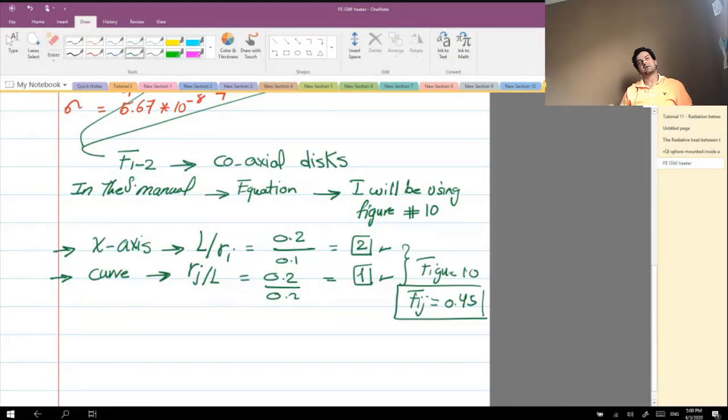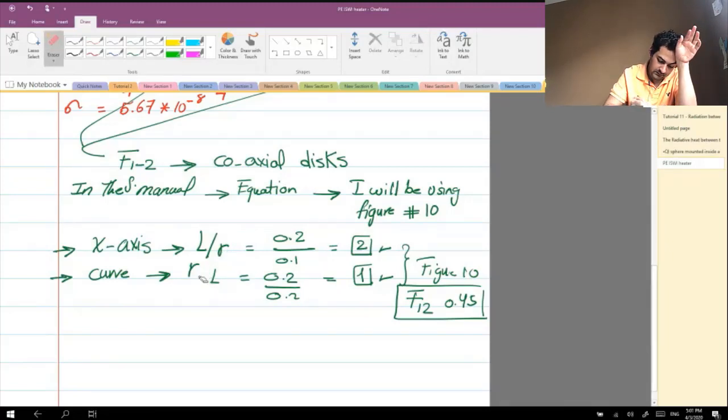In the solution manual he got 0.46, which is not so far. The equations are more accurate, but maybe he can ask you to use the figure instead of the equation, so you should know how to use it. So train yourself on how to use the figure and the equations, and both of them will give you very close values. So we have got F12. That's 1 and that's 2. Let's write it here.